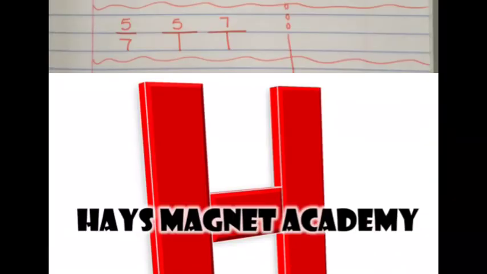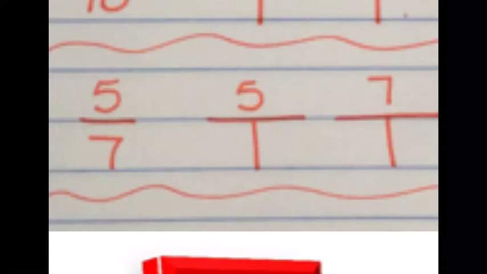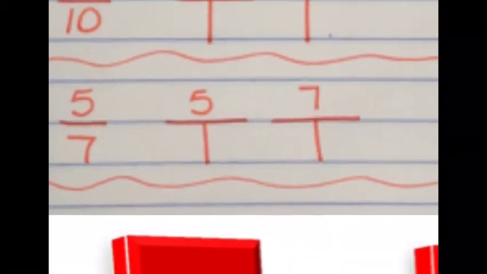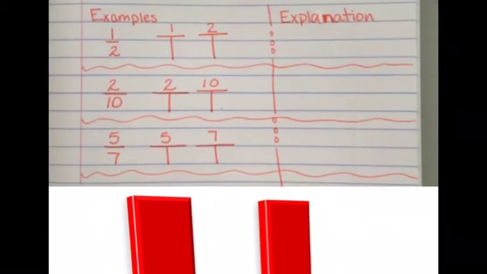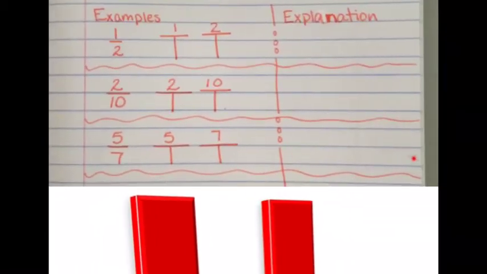Now we're going to look at 5/7. So list out the factors of 5 and 7. Do they have any common factors other than 1? Then complete your explanation.